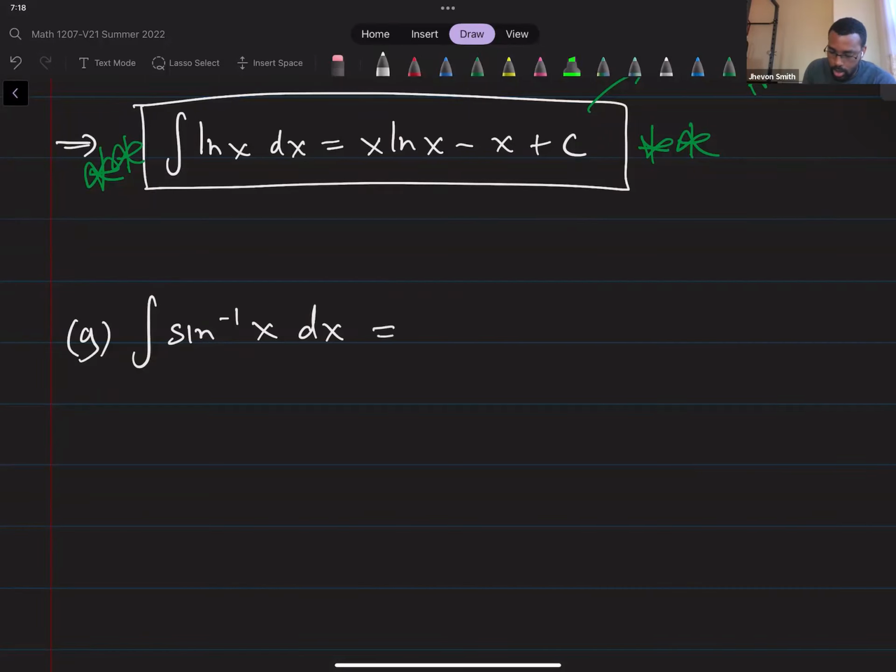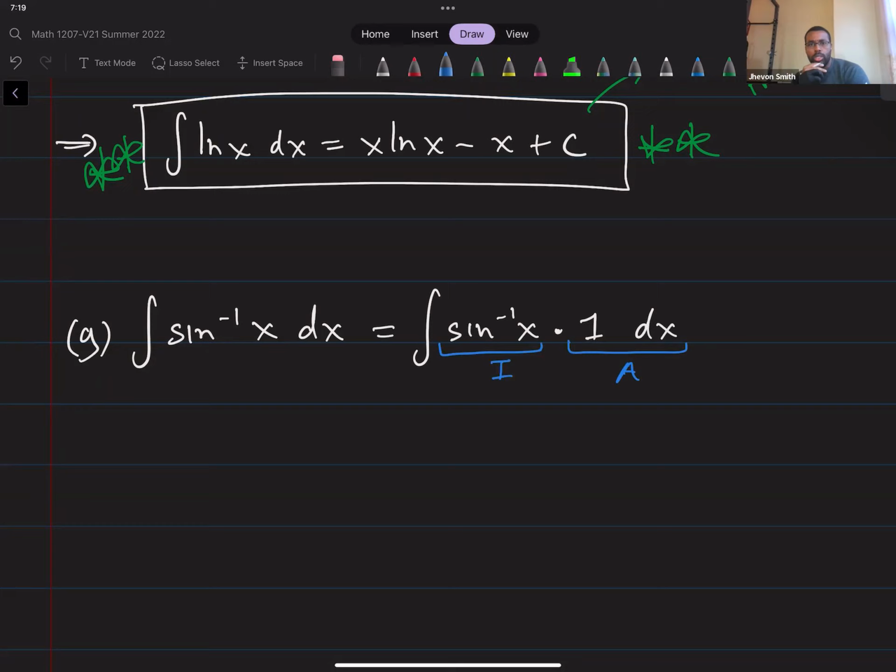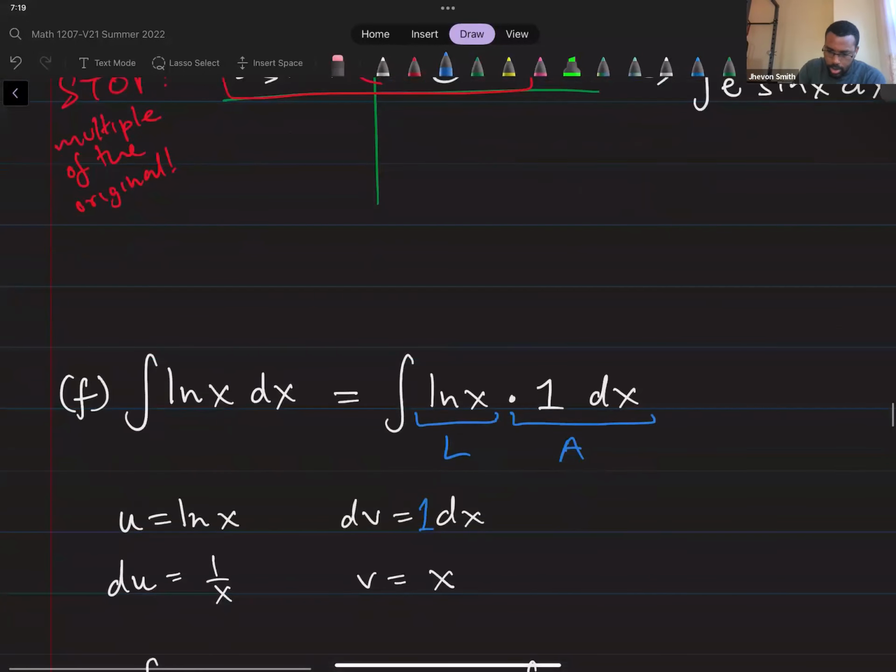So, okay, we're trying to do a similar thing here, right? So sine inverse of x times 1 dx. This obviously is an a. This is what? An I, right? So who is the u? You shouldn't include the dx as part of that.